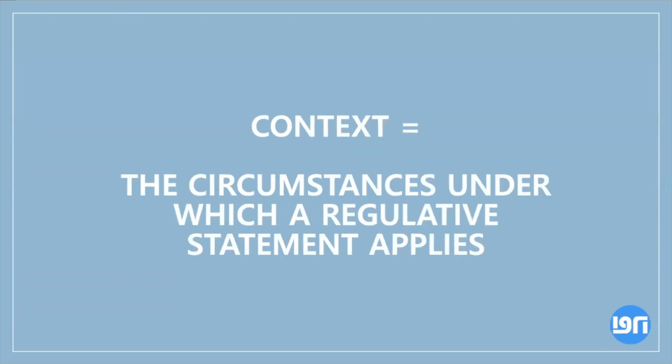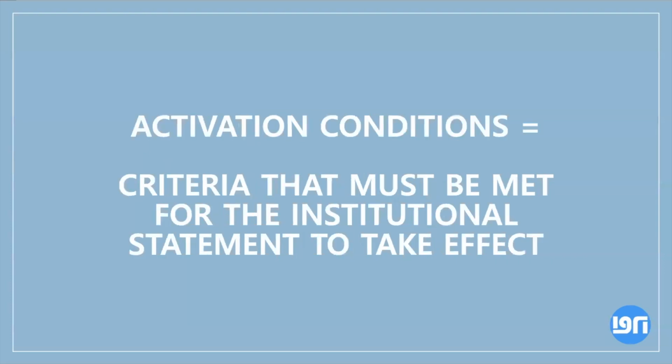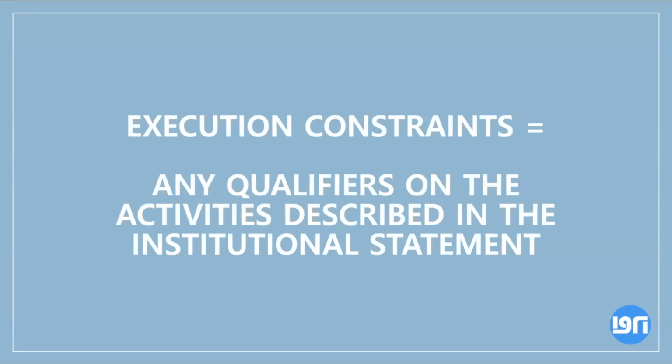The context refers to the circumstances under which a regulative statement applies. The context might include such factors as time of day, location, or a specific process or procedure. The context can be further classified into one of 2 categories: activation conditions and execution constraints. Activation conditions are the criteria that must be met for the institutional statement to take effect. Execution constraints, meanwhile, are any qualifiers imposed on the activities described in the institutional statement.